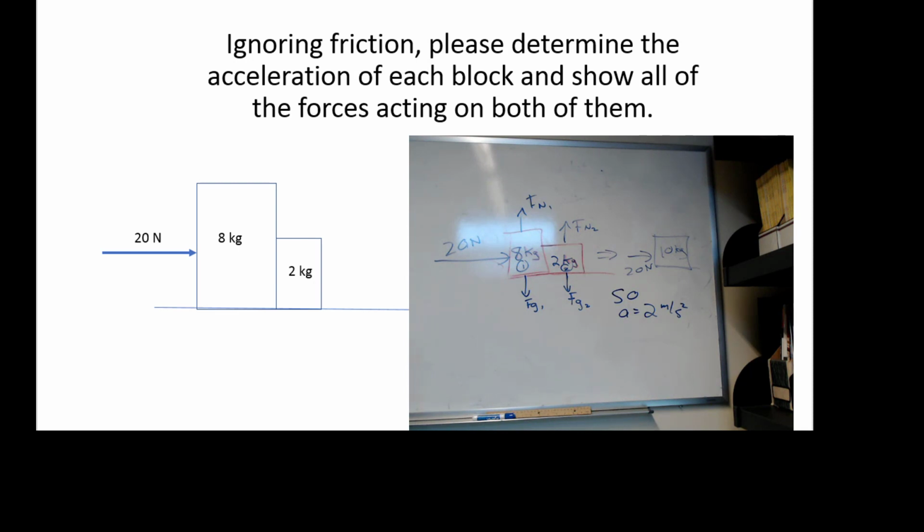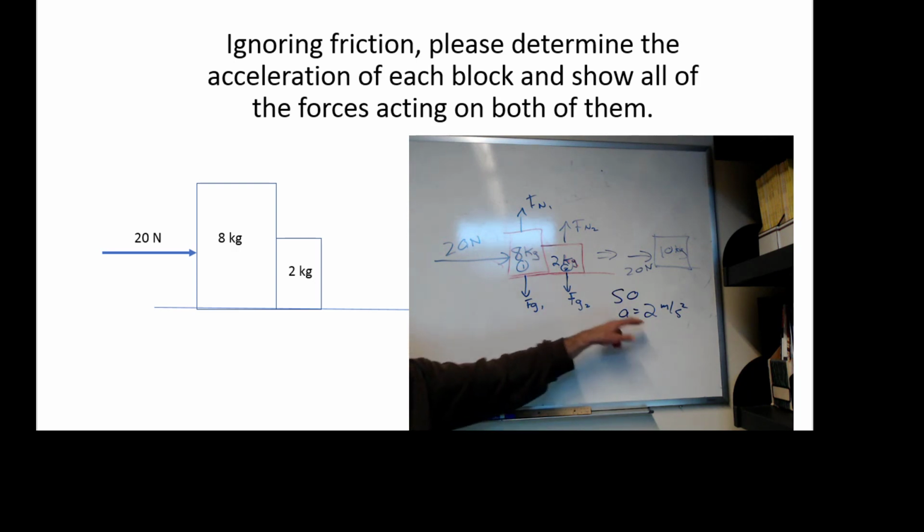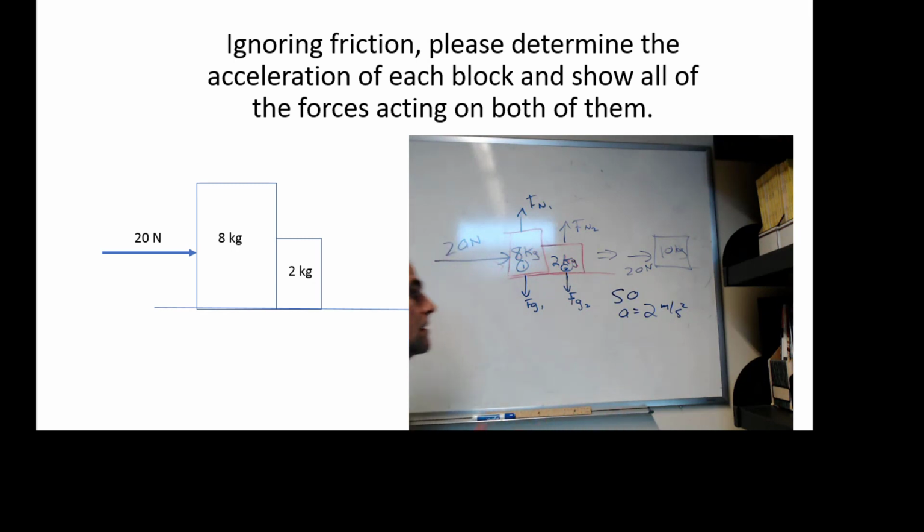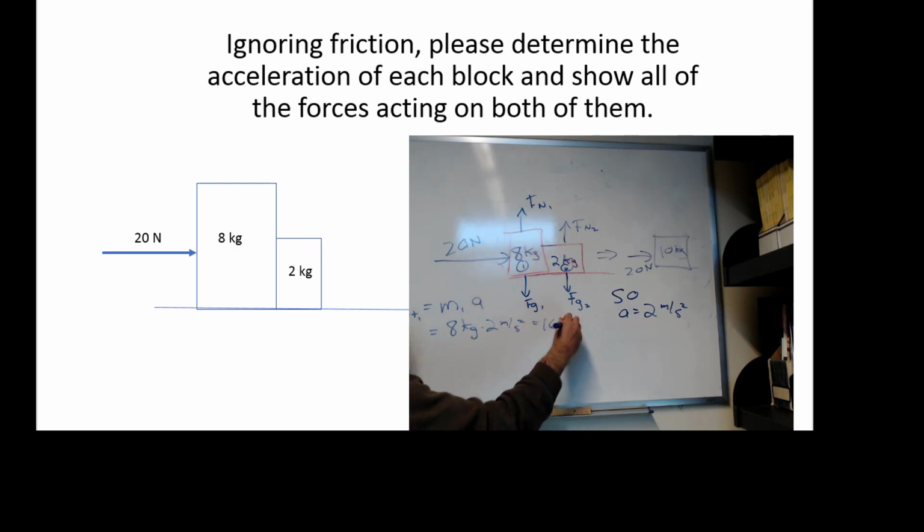Okay, continuing with this video, what I have now is that I know each of these blocks has to accelerate at the same acceleration as this block, so they're both going to be accelerating at 2 meters per second squared. So the net force acting on this block is going to be its mass times its acceleration. So we have 8 kilograms times 2 meters per second squared. That's equal to 16 newtons.